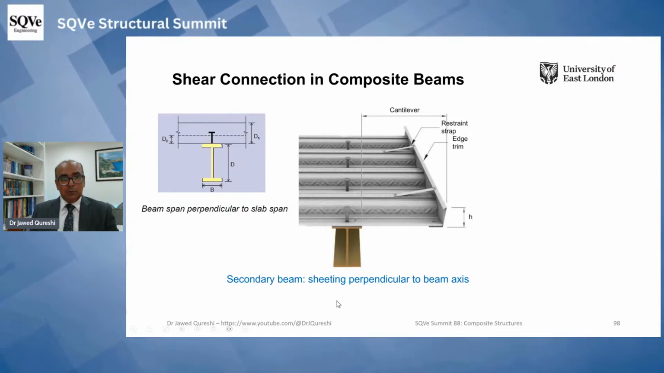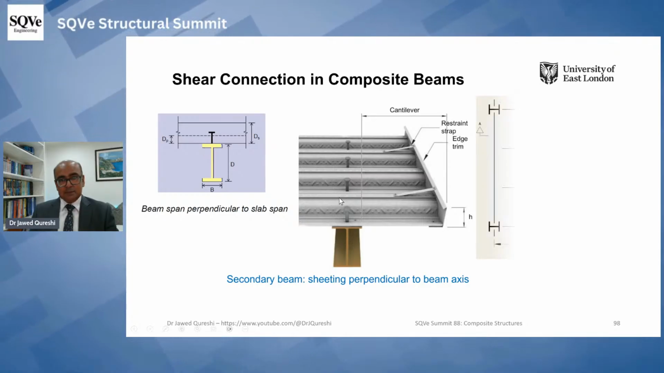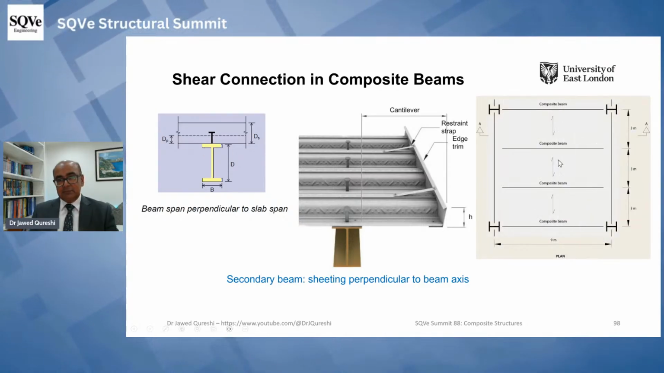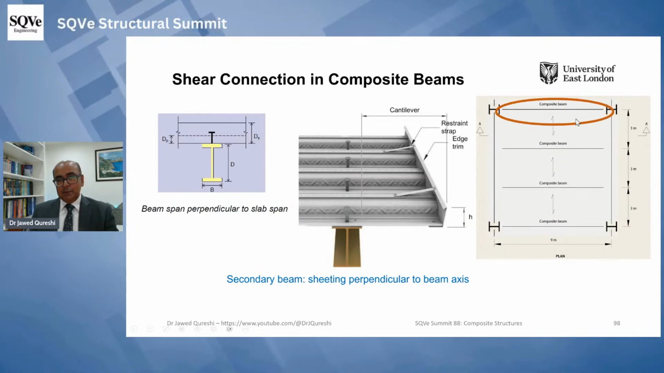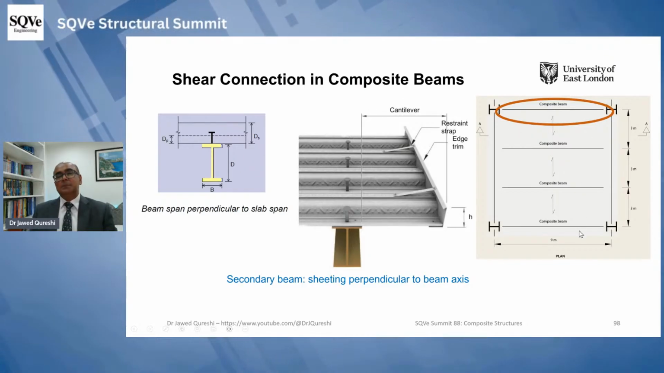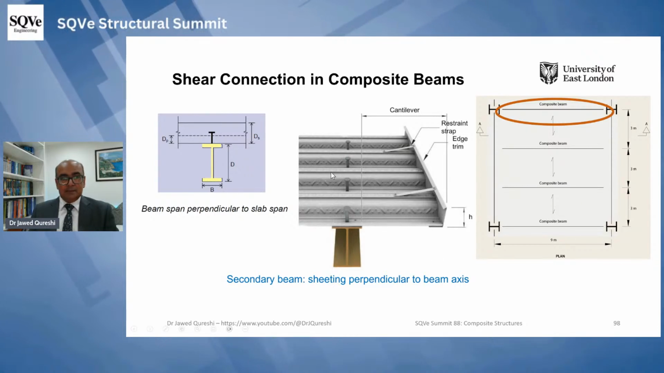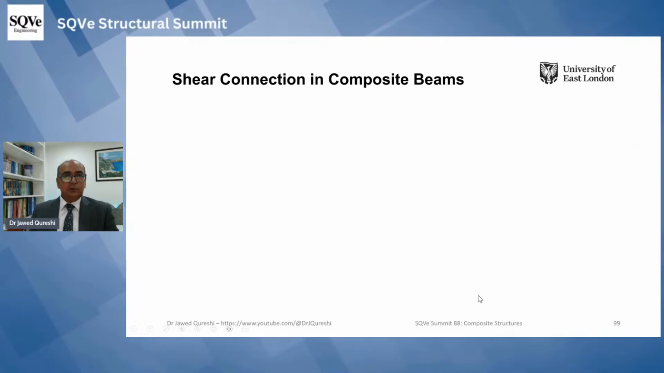In case of secondary beams, when sheeting is perpendicular to the beam axis, you can see here sheeting is perpendicular to the beam axis. And this is the configuration where we have the secondary beam. So in a secondary beam, sheeting is always perpendicular to the beam axis. And there's a different formula for shear studs for this case.